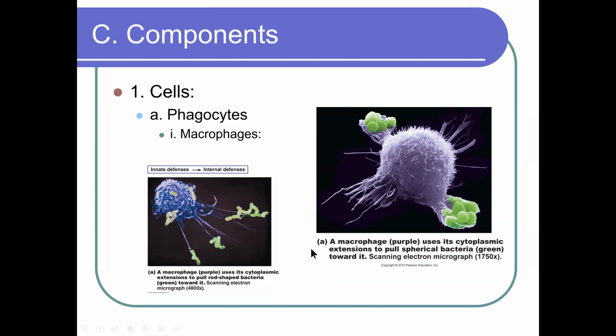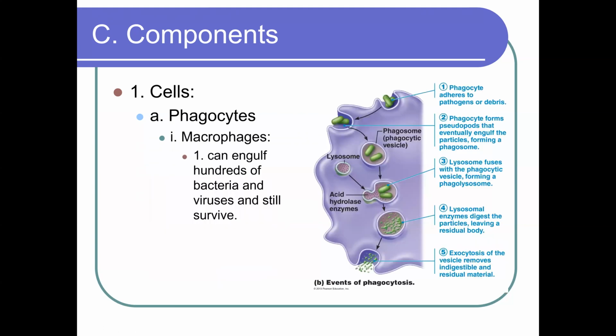So macrophages are scavengers. Scavengers not only in the lymphatic system, but also out in the periphery. They can engulf hundreds of bacteria and viruses and still survive. So you can see they're going to engulf these viruses and bacteria, and then the lysosomes, which have a double membrane, attach and fuse with this area, which is called a phagosome, and release their enzymes in here to break the bacteria down. Then they expel the bacteria or virus or whatever it is.